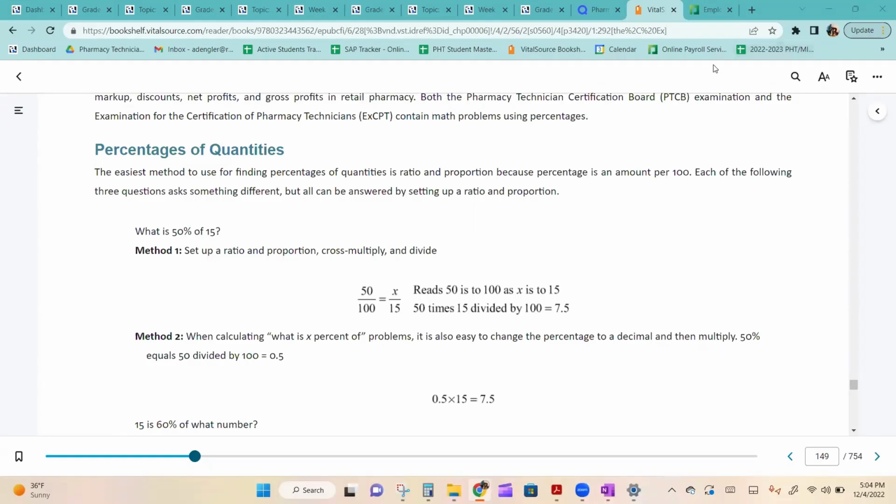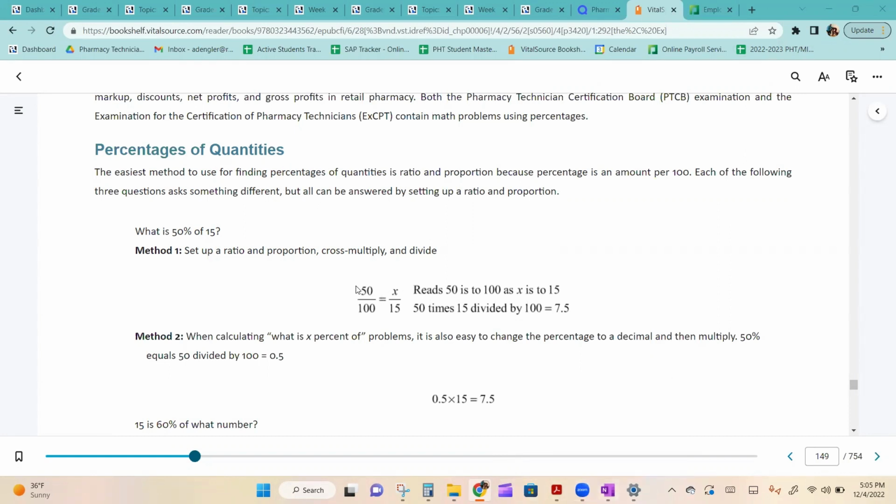Okay, so some business math examples. So percentages of quantities, example. So the easiest method for finding percentages of quantities is, of course, ratio and proportion, because percentages is out of 100. So what is 50% of 15?